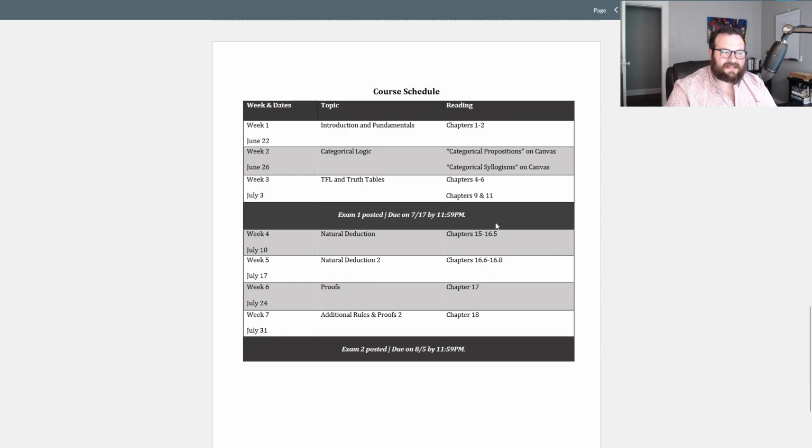Okay? This bar in the middle here tells you when exam 1 is going to be posted. So that tells you during week 3, likely the end of week 3, exam 1 is going to be posted. It also tells you when it's going to be due. So you can see that if I post it at the end of week 3, you're going to have over a week to complete the exam. That's by design. I want to give you a decent amount of time to actually look at these problems. Okay? Exam 2 is going to be due on the very last day of class. Okay, so that is the syllabus.